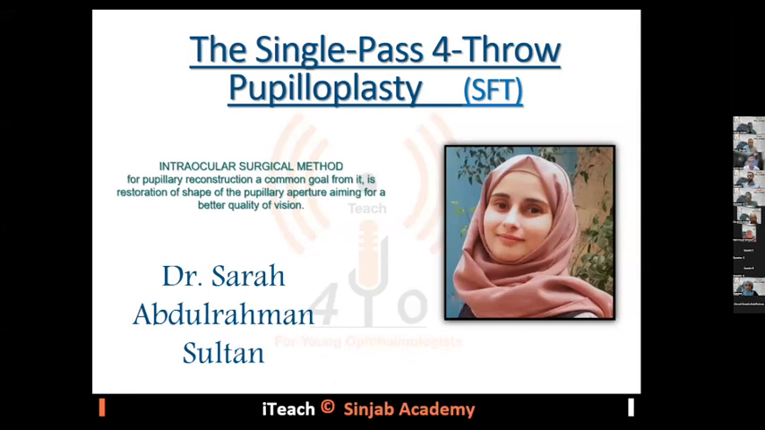I will talk about the single pass for pupilloplasty, SFT. It's an intraocular surgical method for pupillary reconstruction. A common goal of it is restoration of the shape of the pupillary aperture, aiming for a better quality of vision.